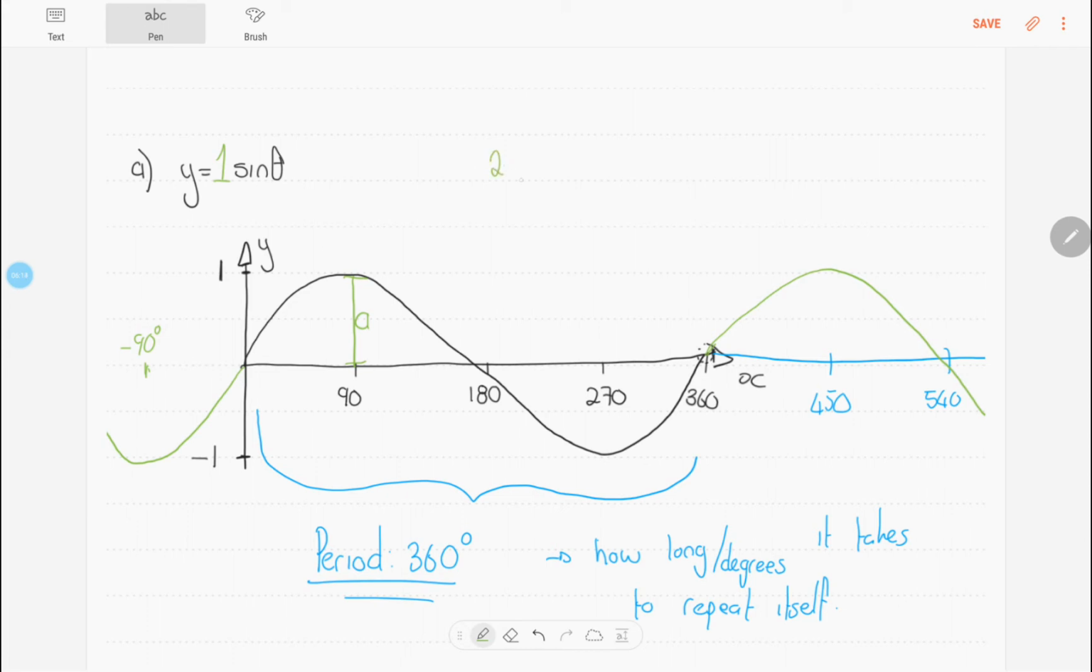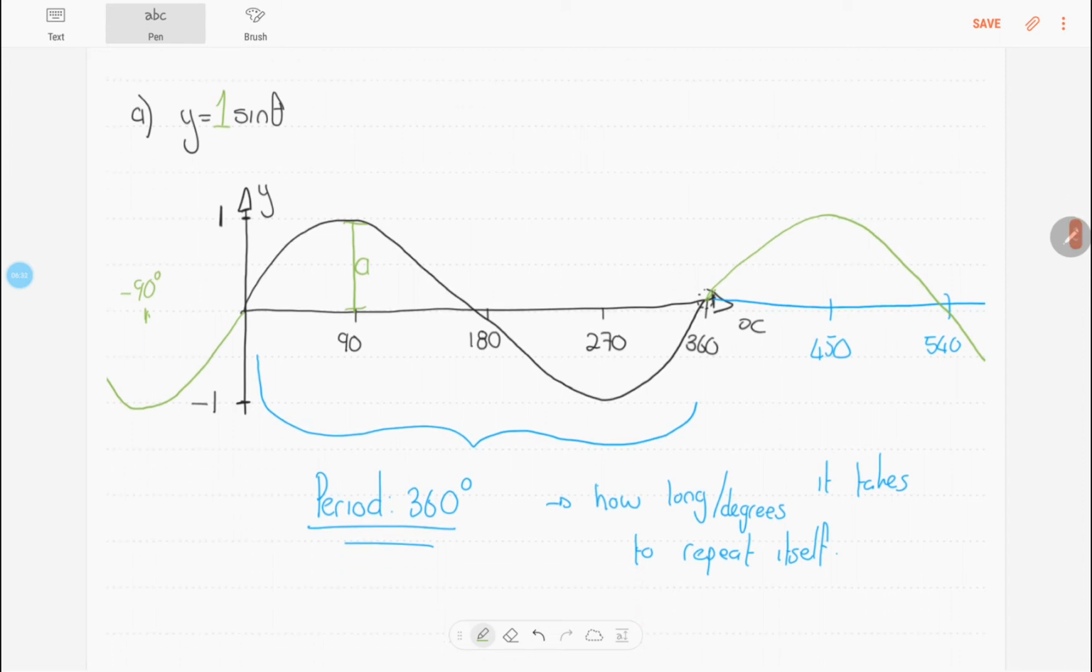So A can be a 2, right? Let's say we have 2 sine of theta. Then our amplitude will be 2, and we're going to know 2 is on the y. It's going to be 2 and -2, and our graph will look like that. But we'll get into that in more detail in part 2.